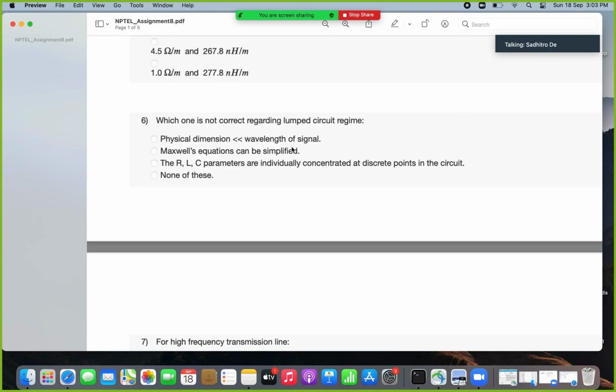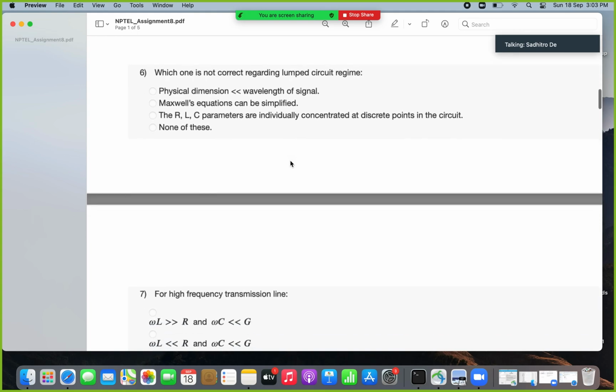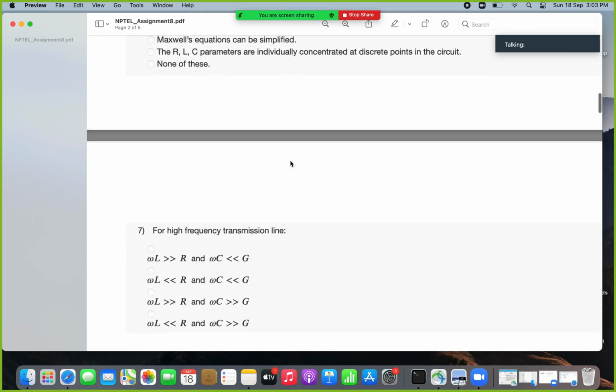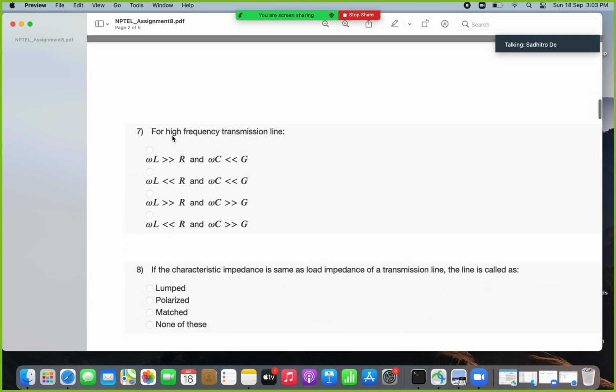So in reality, all these three statements are correct. In the next question, for a high frequency transmission line, which of these statements are correct? If you have a high frequency transmission line.